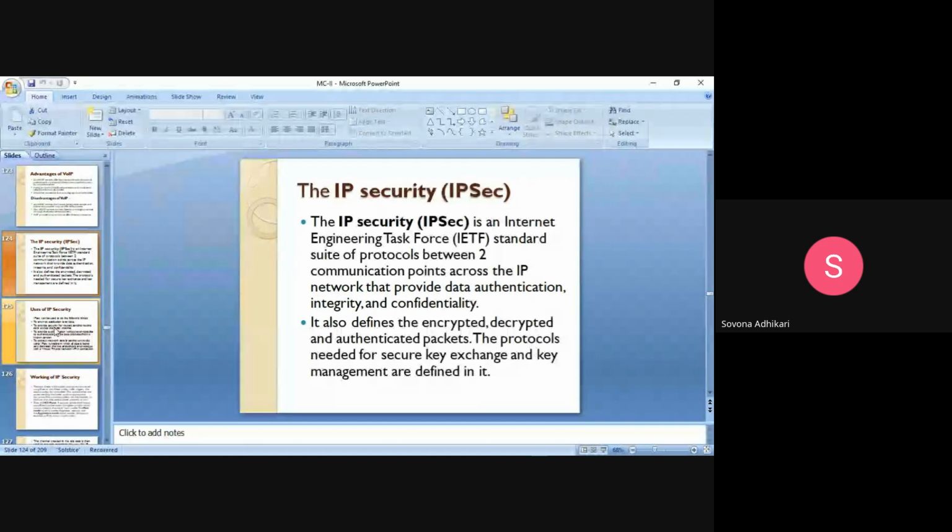Then we come to IP security, which is known in short as IPsec. You see, when we are sending data or receiving data, security plays a vital role. That is, your data cannot be read by others, or your data should reach the destination. So some techniques are used for that purpose. That is, the data should be secured.